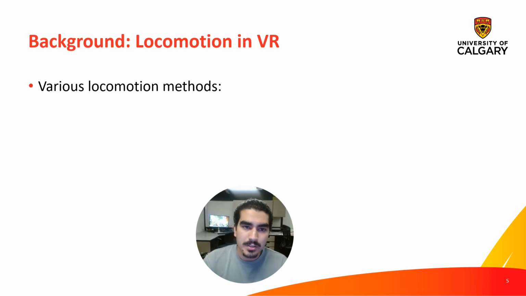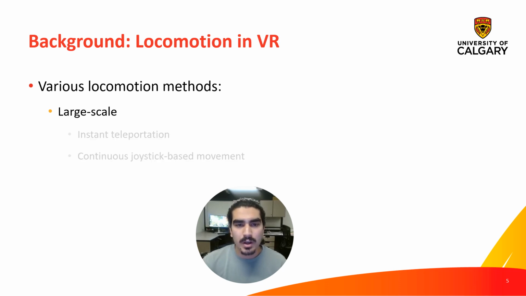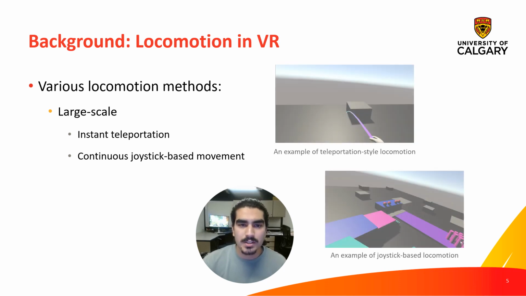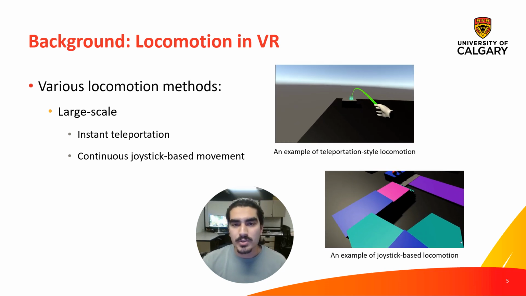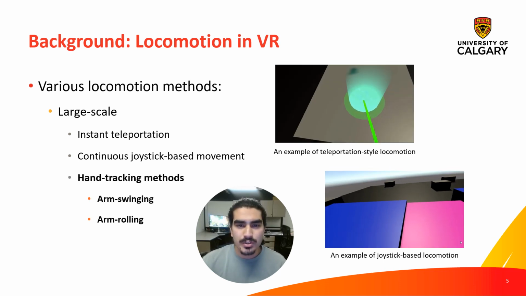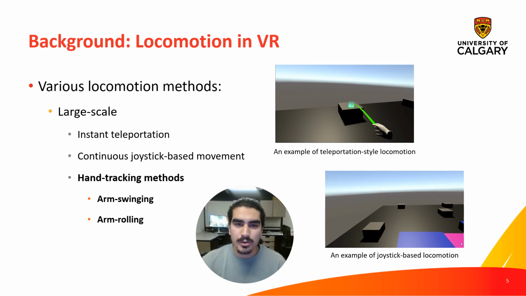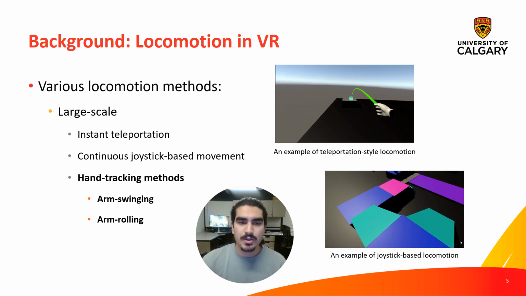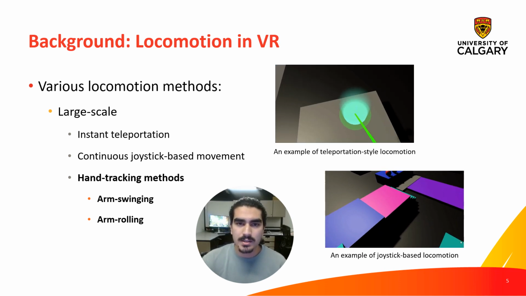When designing a VR experience, there are various locomotion methods available to consider. Most VR applications make use of locomotion methods which allow users to traverse a large virtual world despite limited physical constraints. This is called large-scale navigation. The most commonly used large-scale navigation methods are teleportation and joystick-based movements. Here are some GIF images which show examples of both of these locomotion systems. Researchers have proposed more natural and intuitive large-scale locomotion methods based on hand tracking, which I will discuss in the next slide.